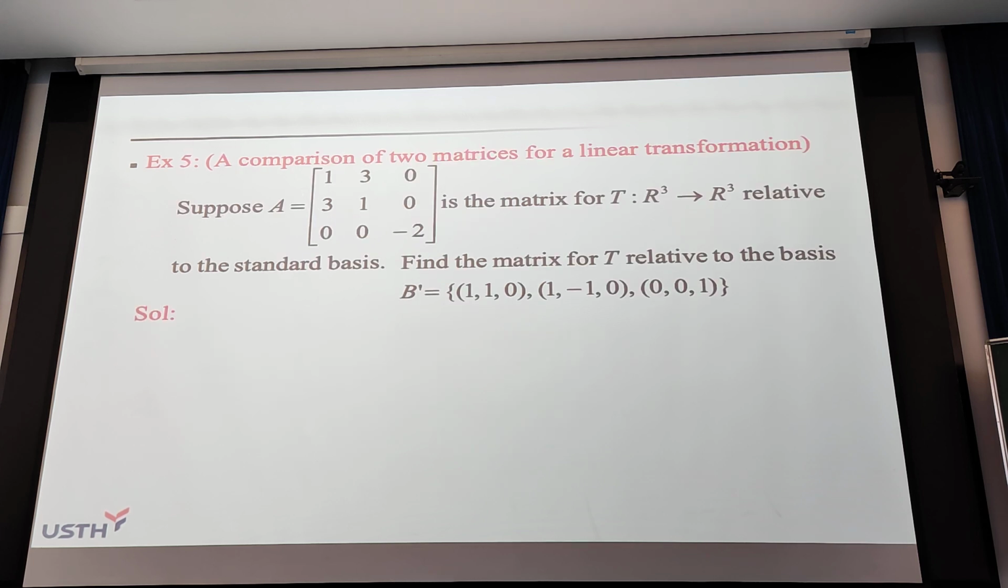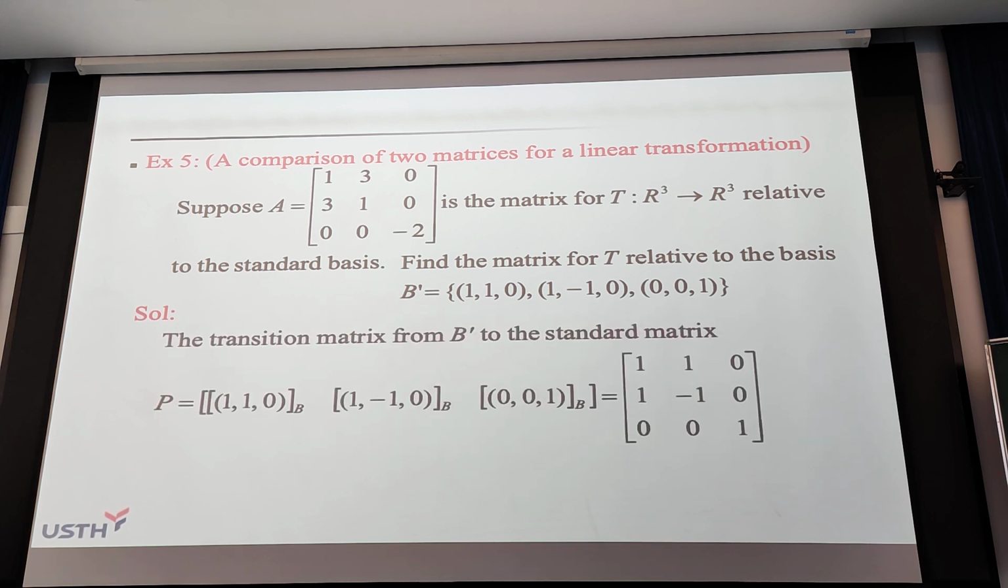And we can compare two matrices for the linear transformation. Suppose that A is the matrix of the transformation T relative to the standard basis. Then consider the matrix for T relative to B prime. We know already from a similar previous slide that they must be similar to each other.